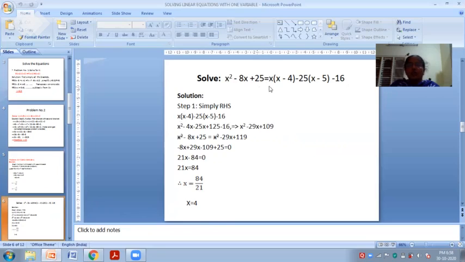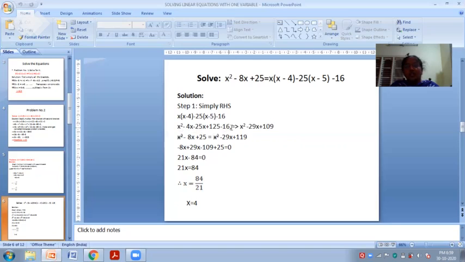So, multiply x into x minus 4. x into x, how much? x square. And then minus 4 into x means minus 4x. Next, minus 25 into x, minus 25x. Minus into minus, plus 25 into 5, 125. Got it? Plus 125. And then here minus 16, it is outside the bracket, so it is put as usual.